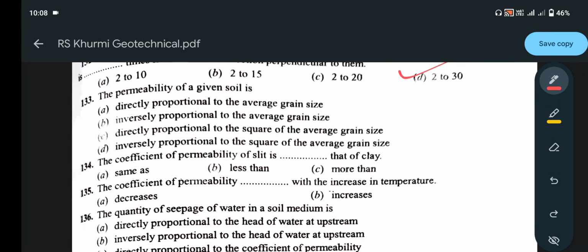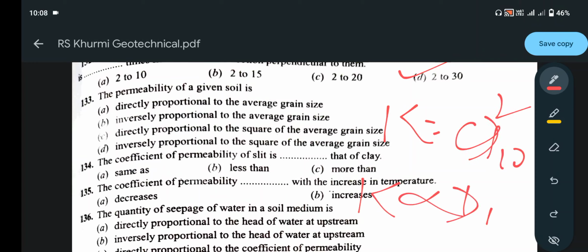Next question, the permeability of a given soil is directly proportional to the average grain size, inversely proportional to the average grain size, directly proportional to the square of the average grain size, or inversely proportional to the square of the average grain size. So we have talked about the Hazen formula, K is equal to C d10 square. So K is proportional to d10 square. Yes, directly proportional to the square of the average grain size.